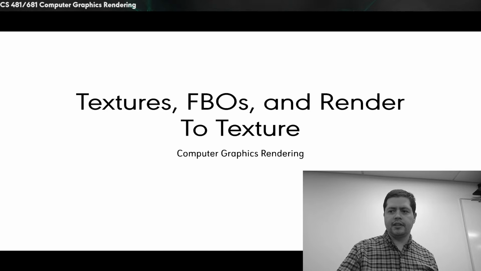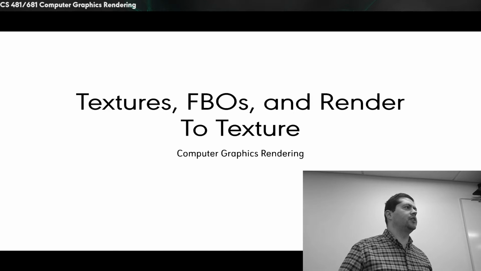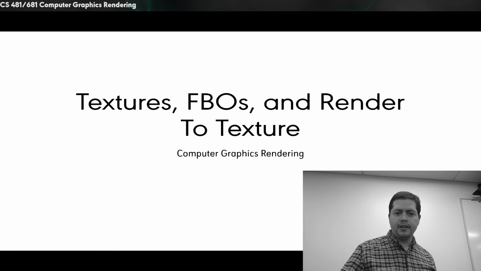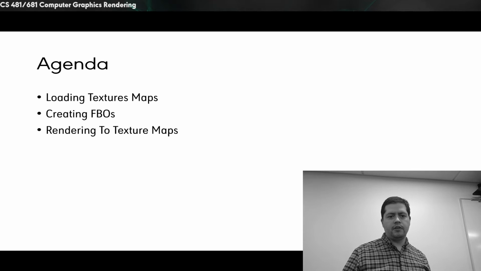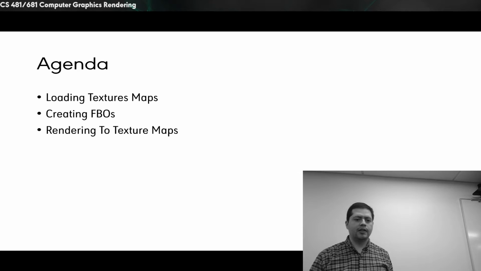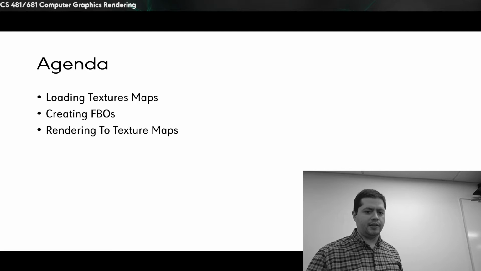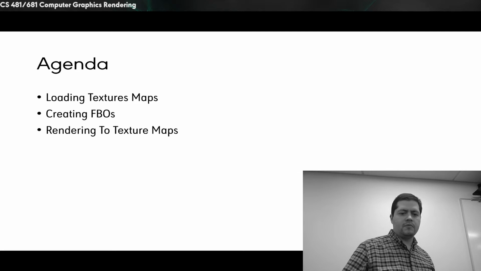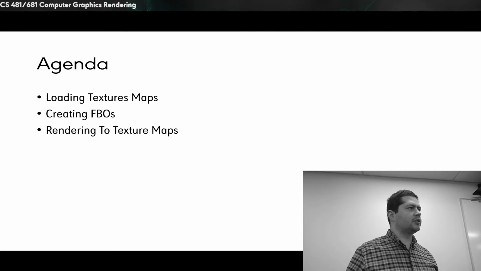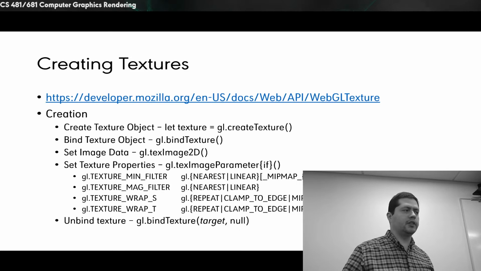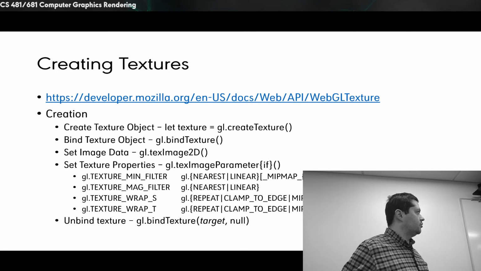because at least I'd like next week to get to shadow mapping, which we really can't understand unless we've had this, how to do textures and all that. So for today, we're going to talk about how do you load texture maps. In other words, how do you utilize them? How do you create frame buffer objects, and then cover rendering to texture maps. And then we'll take a look at the demonstration for that.